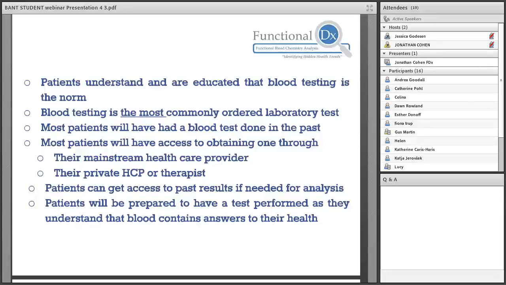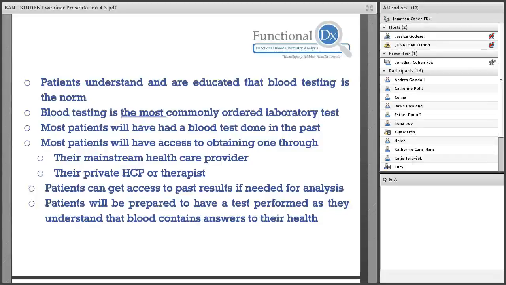And I know that patients will be prepared to have a test performed as they understand that blood contains answers to their health. In fact, an important point to make here is that often the first signs of illness may be present in biomarkers in your blood long before it manifests as a clinical dysfunction.